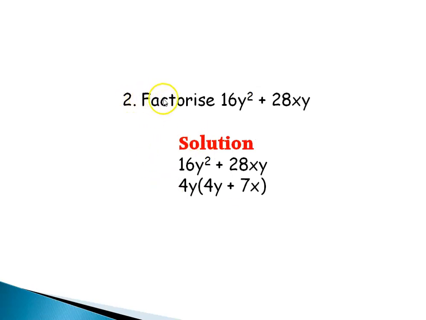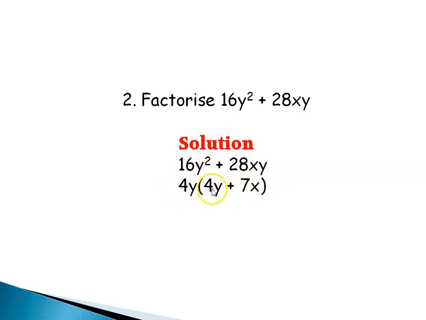Question 2. Factorize 16y squared plus 28xy. So when we are factorizing, we are trying to bring out the factor. What is common? If you look at this, 16y squared plus 28xy, the factor common to both terms is 4y. So I'm going to divide the two terms by this factor. 16y squared divided by 4y will give me 4y. 28xy divided by 4y will give me 7x.